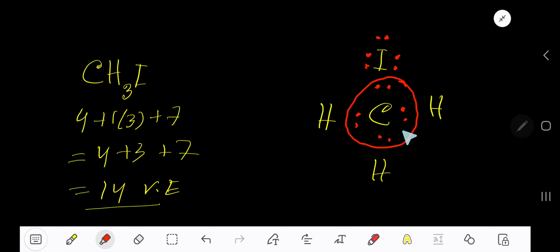Carbon is the central atom because it has the highest capacity of making bonds, plus it is least electronegative, plus hydrogen is always considered an outer atom. So this is the Lewis dot structure. You can replace this bond pair by a line. So this is the structural formula, or another way of representing the Lewis dot structure.